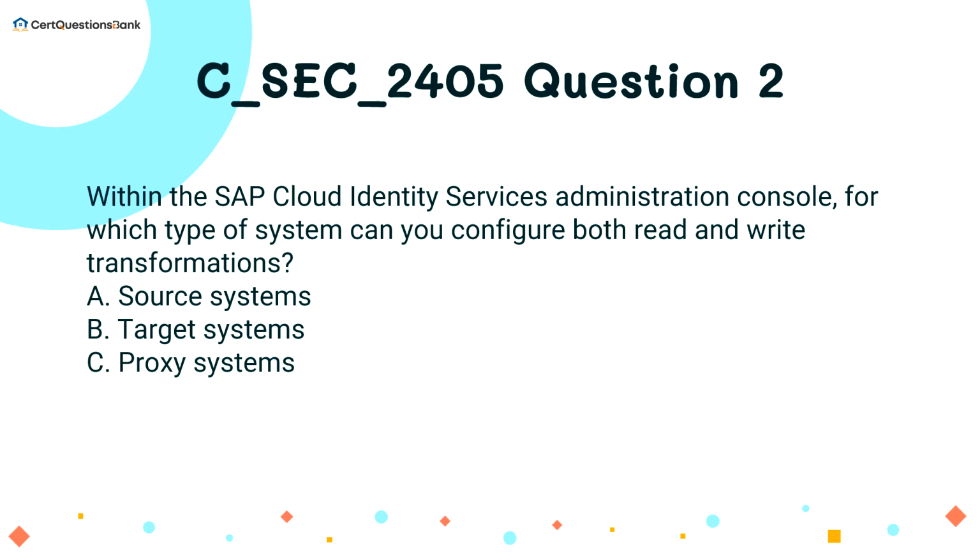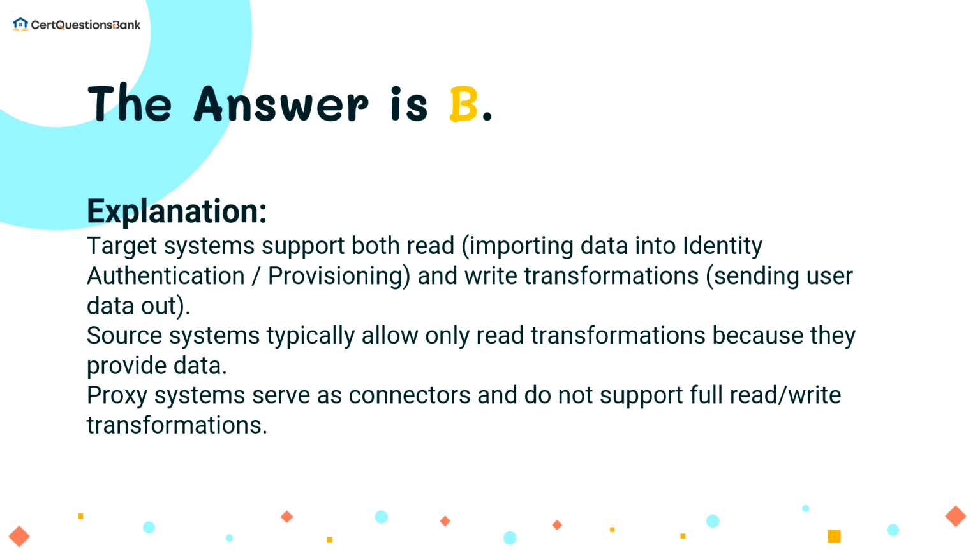Within the SAP Cloud Identity Services Administration Console, for which type of system can you configure both read and write transformations? A. Source systems. B. Target systems. C. Proxy systems. The answer is B.